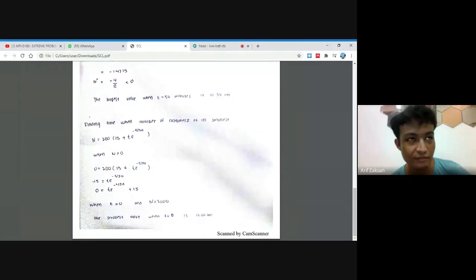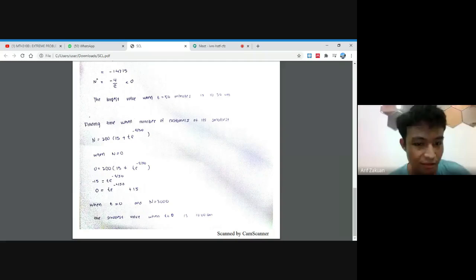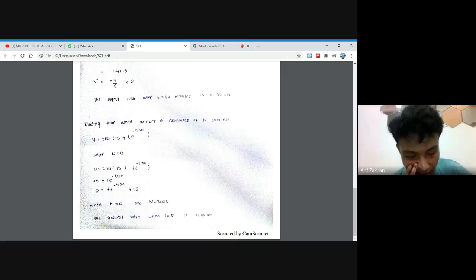Another thing to note is that from 50 to infinity, since it's an exponential function, the number gets at the limit of 3000. So by that we know that the minimum number of customers is at 3000. And the minimum is at time T0, so at 10 a.m.